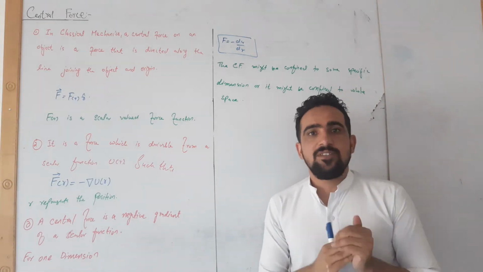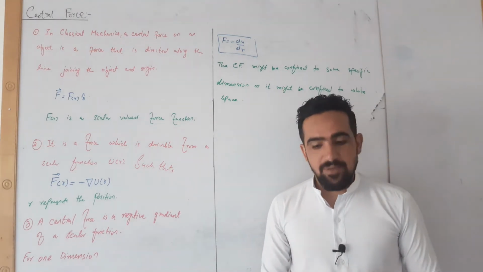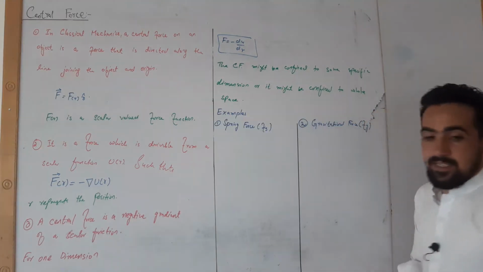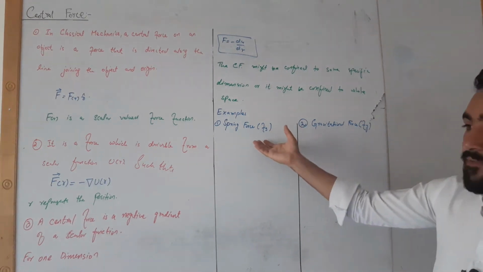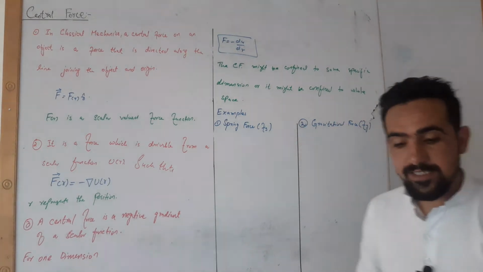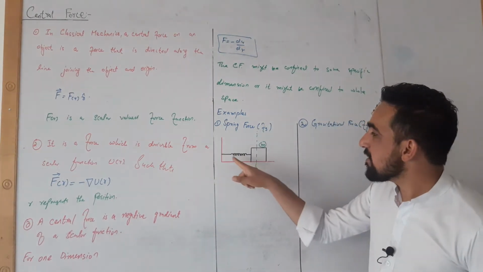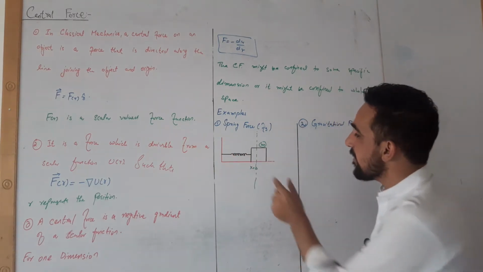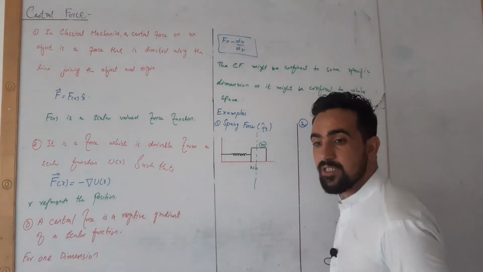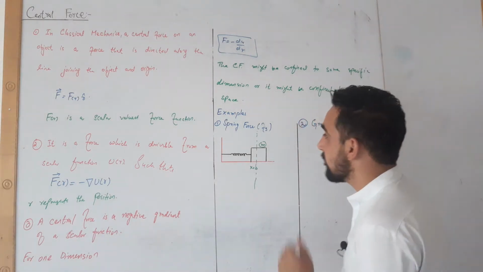2 examples of central forces. Let us say one of them is the gravitational force and one of them is the spring force. So let us consider 2 examples: one is the spring force Fs and the other one is the gravitational force. Let us consider a body of mass m which is attached to a spring. This system is called a spring mass system, and right now it is in equilibrium. It is at the equilibrium position x equals 0.